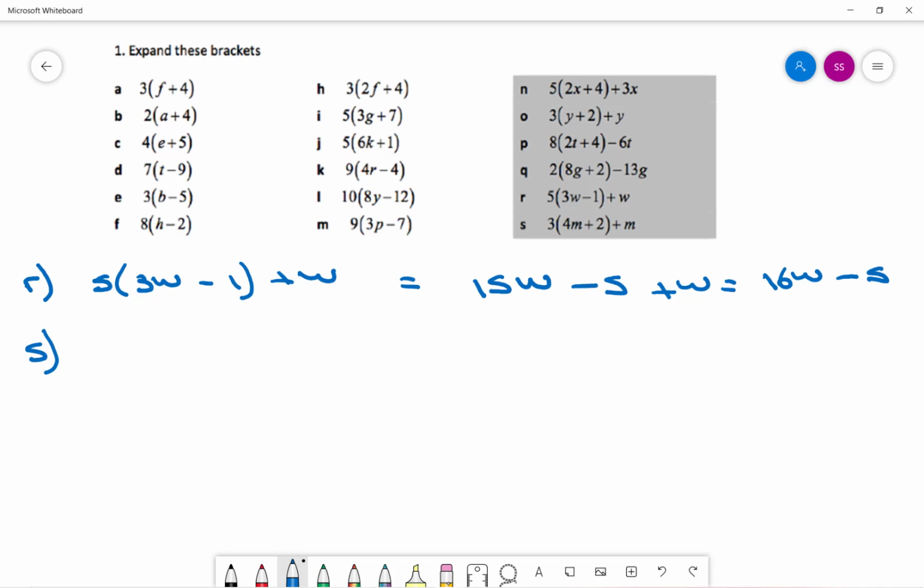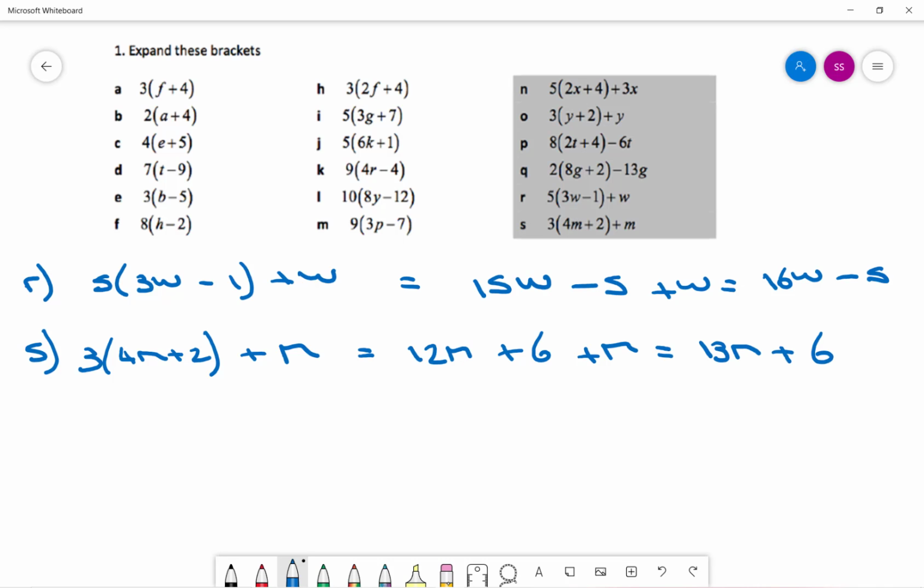And then our final one for S, 3, 4m plus 2, and then plus m on the end. Expand our brackets. 3 4s are going to be 12m. 3 times 2 is plus 6, plus our m. Group our like terms. 12m plus m is 13m, and then plus our 6 on the end. So there's our solutions for exercise 5.1 A through S.